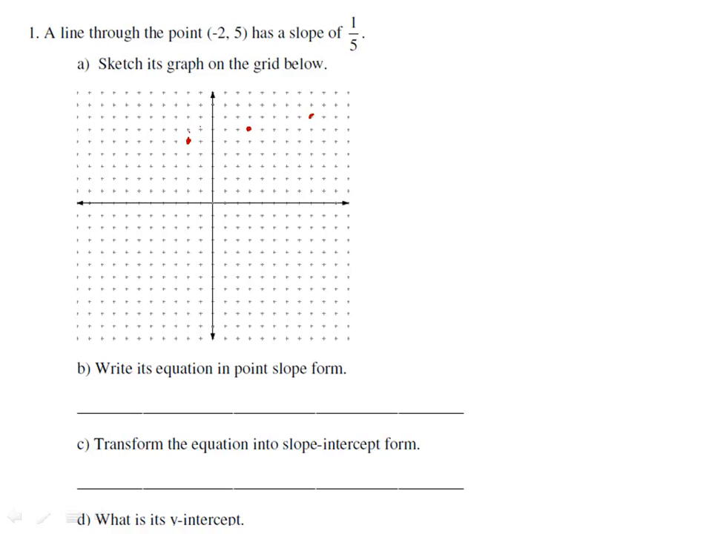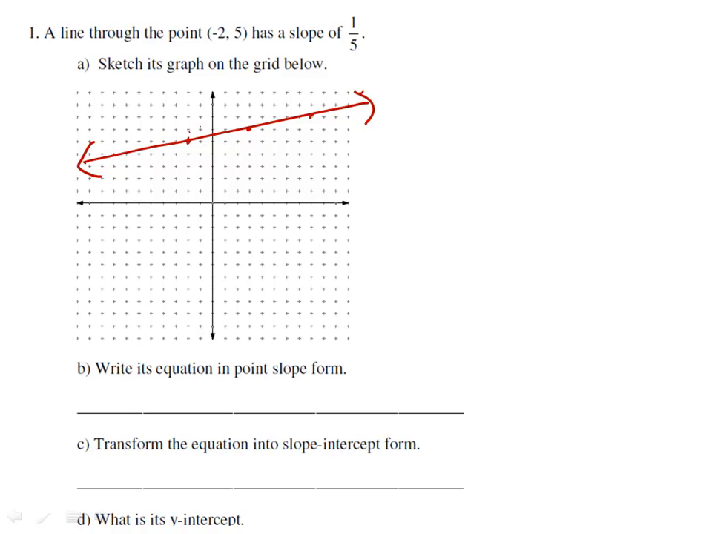Okay, now drawing a line on this thing is always an adventure. Let's see how it goes. So using a straight edge. Oh, not too bad. There it is. That's part A. All right, write its equation in point-slope form.